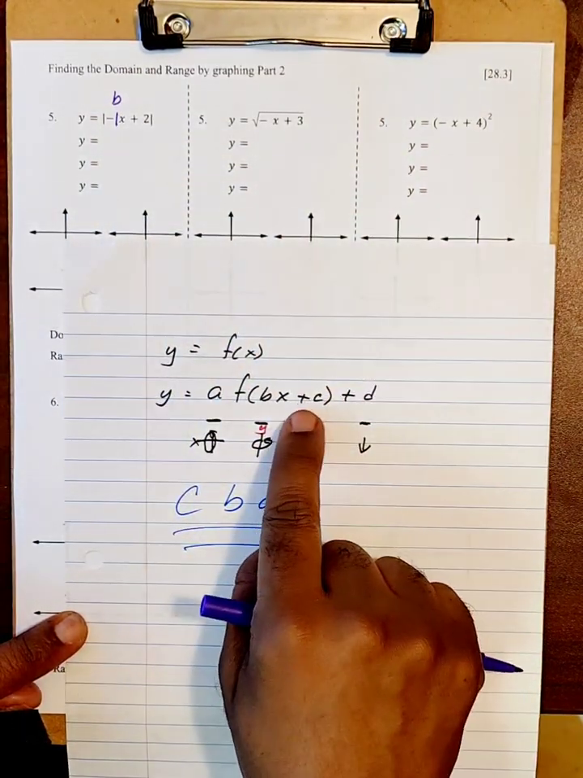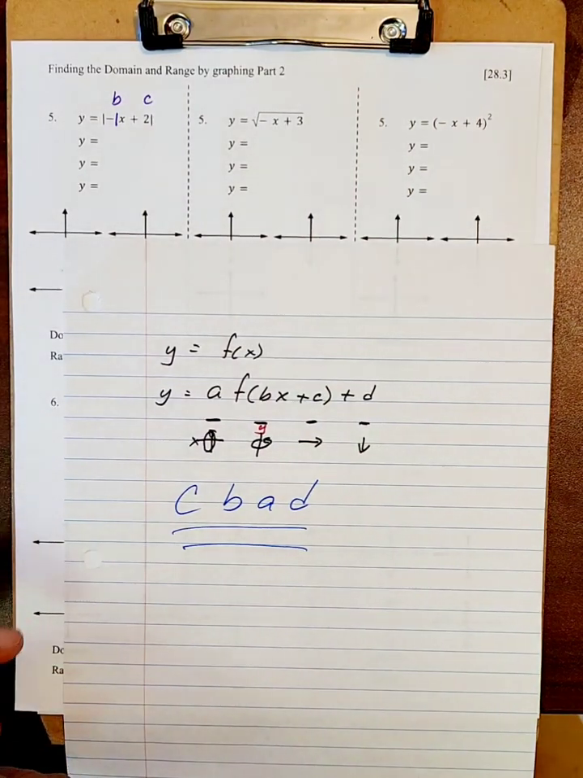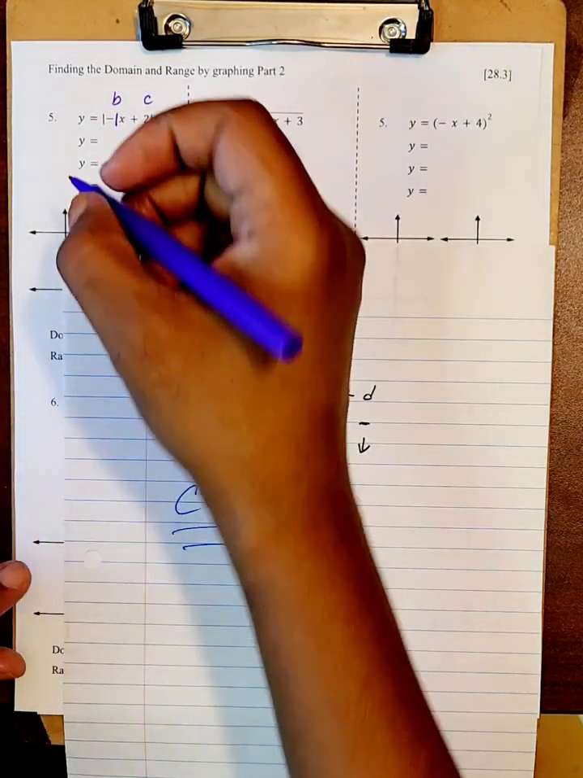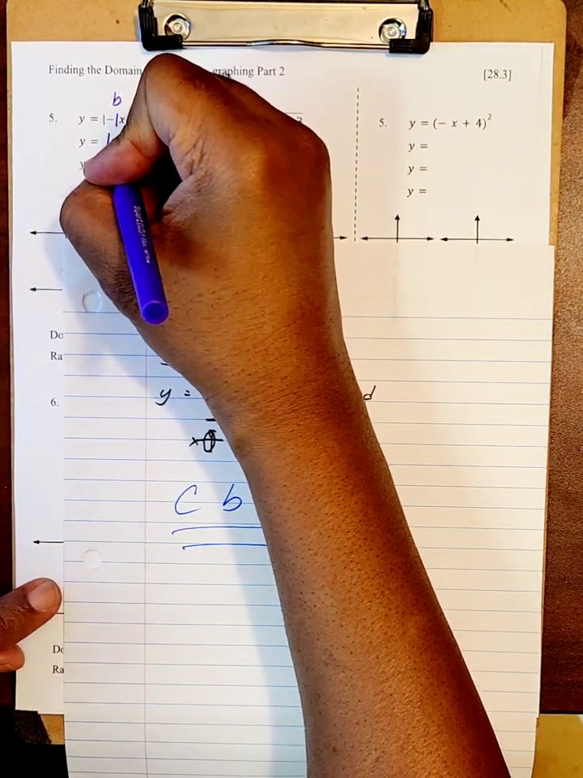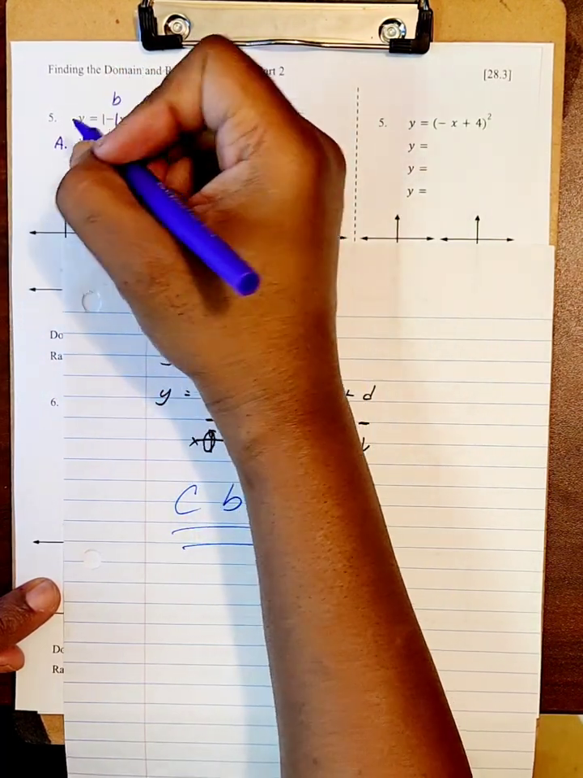The plus 2, that's a C parameter, so we'll put C just above those. And now we're going to remove all the parameters, and what we'll be left with is the absolute value of X. And that'll be our first graph, A.